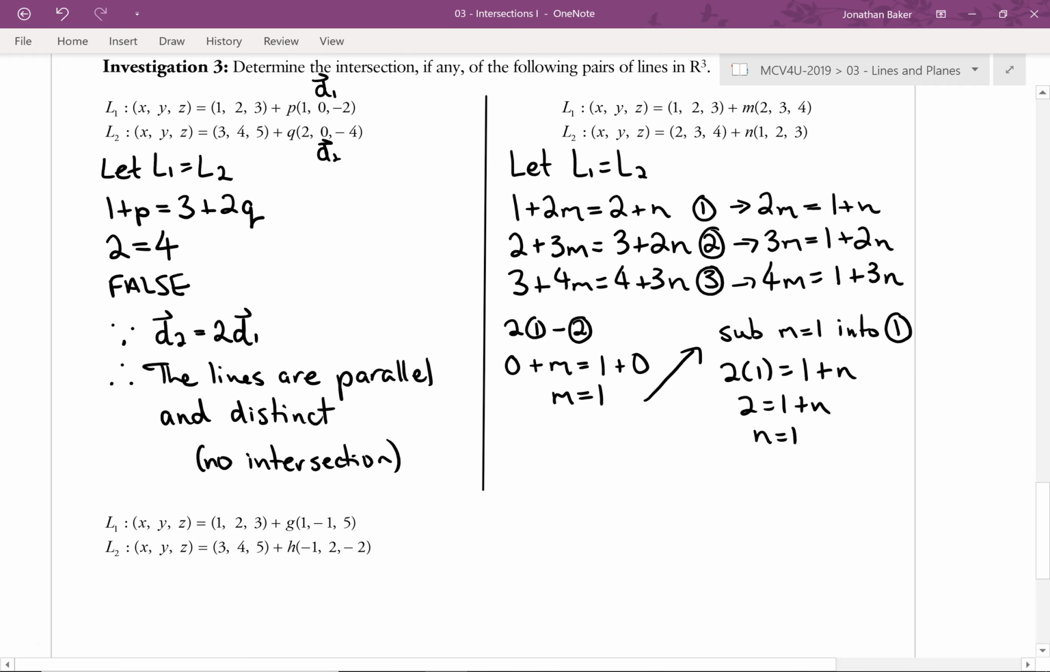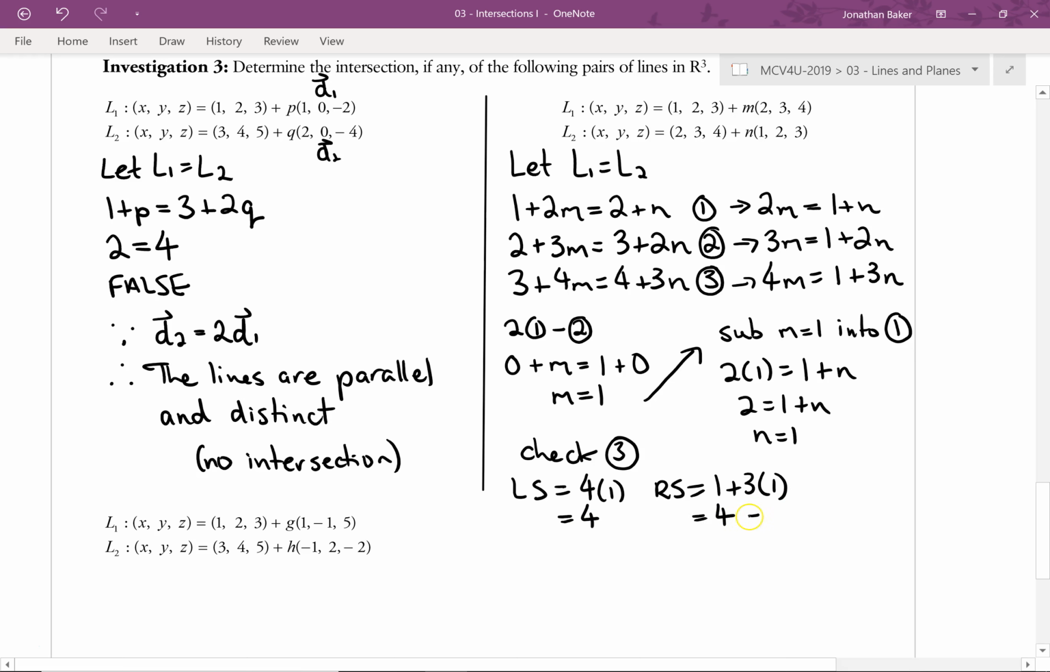So let's check equation 3. Our left side will be equal to 4 times m, which is 1. And our right side is equal to 1 plus 3 times 1. So this is really just going to be 4, and this is also going to be 4.